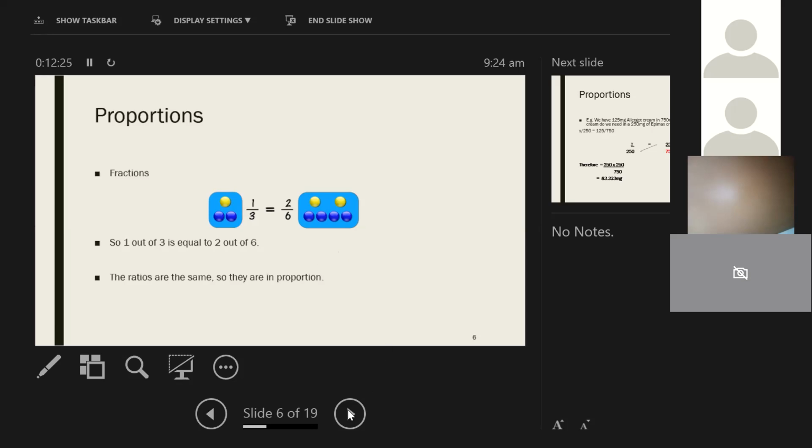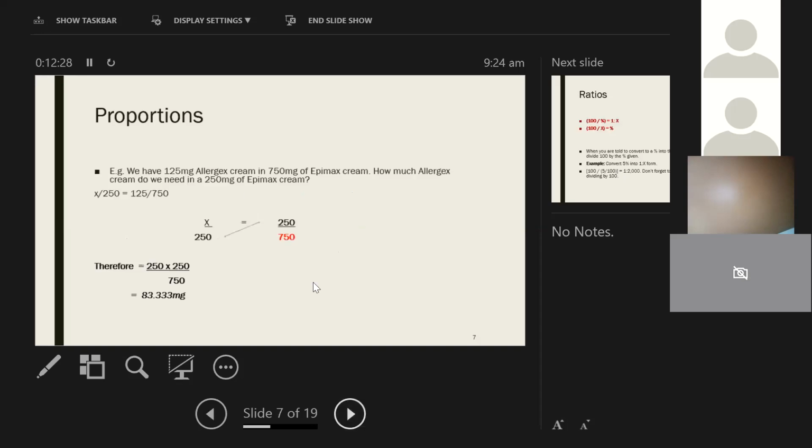Okay, so moving on to the next slide. We have an example here that we can do together right now in class, and you can also write it down, or you can use your calculators. This is an example of what proportions look like in terms of fractions. So the example is, we have 125 milligram Allergex cream in a pot of 750 milligram of Epimax cream. That's how much you have.